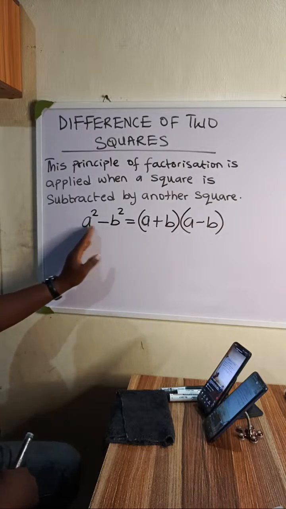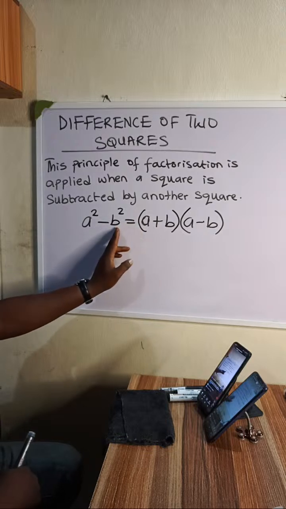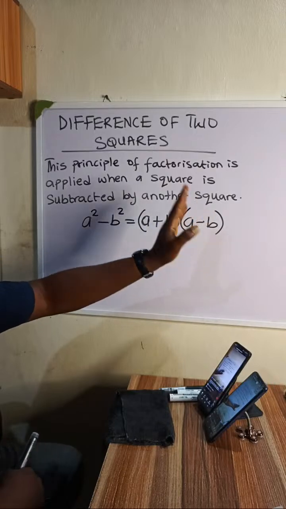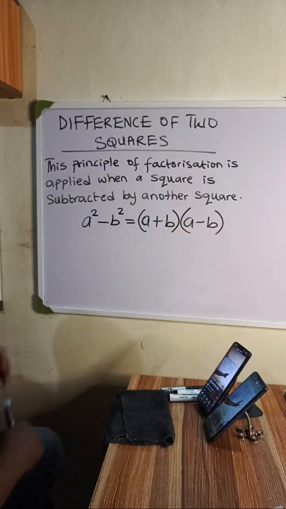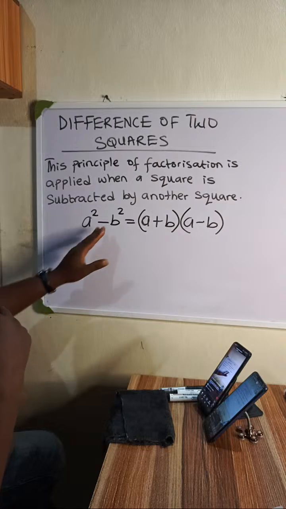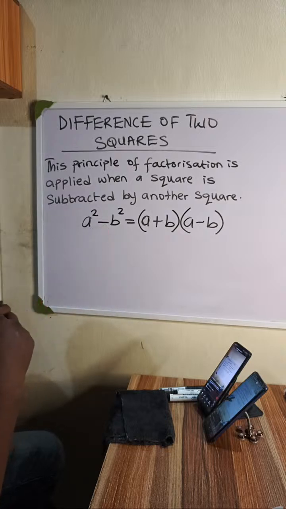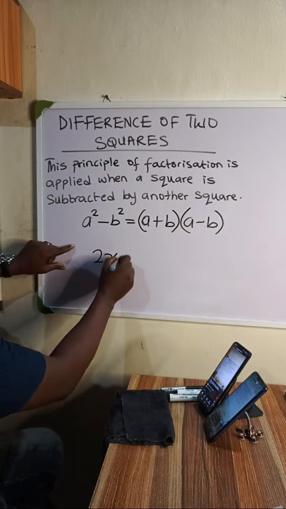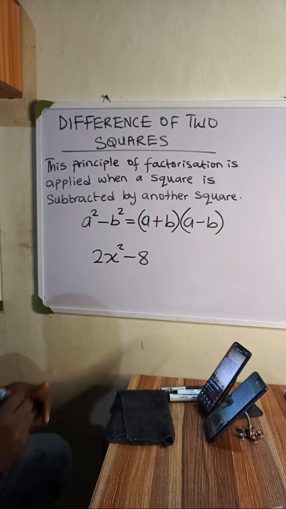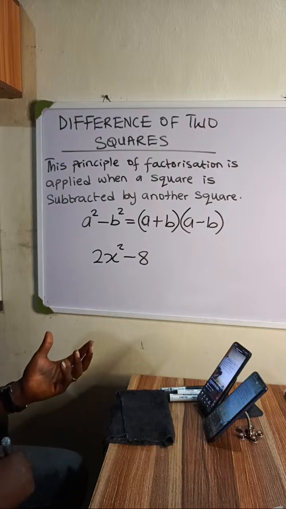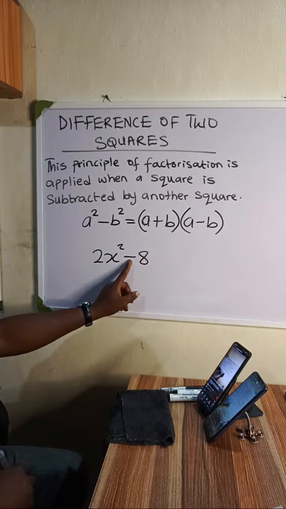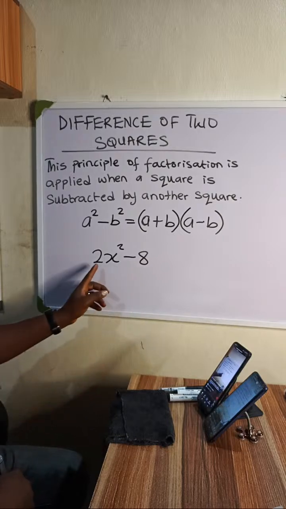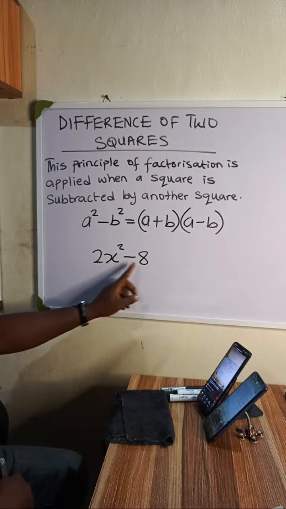So you bring a, put it in the parenthesis, plus b, and then in the second bracket, you do a minus b. So how do you know, apart from the subtraction sign, that we're expected to use this? Now, if you have something like this, 2x squared minus 8, can we use difference of two squares? Although we are seeing a subtraction sign, we might not need difference of two squares because there is a common factor between 2 and 8.